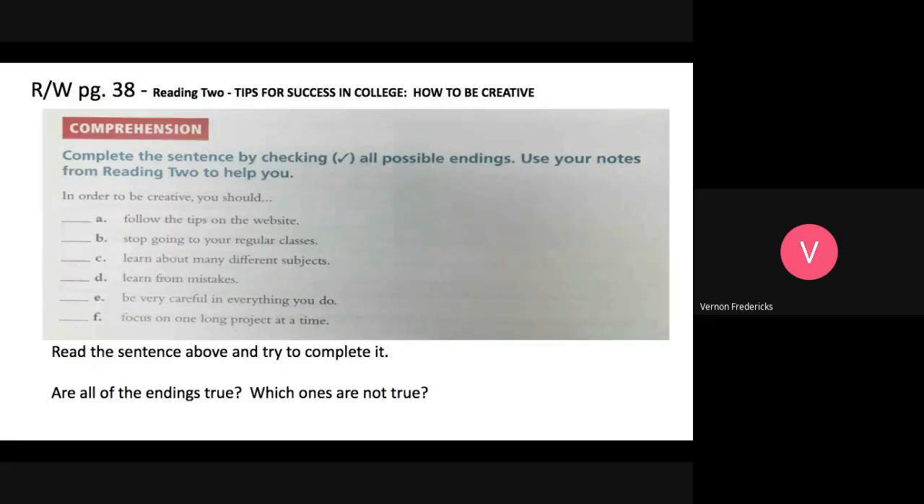Okay, so the question is, in order to be creative, you should, number A, follow the tips on the website? I would say yes. Number B, stop going to your regular classes? No. Number C, learn about different subjects? Yes. Number D, learn from mistakes? Yes. Number E, be very careful in everything you do? Nope. And number F, focus on one long project at a time? Nope. Okay, do different things.